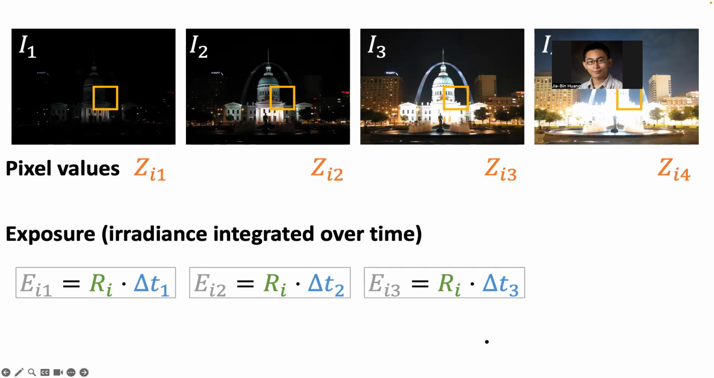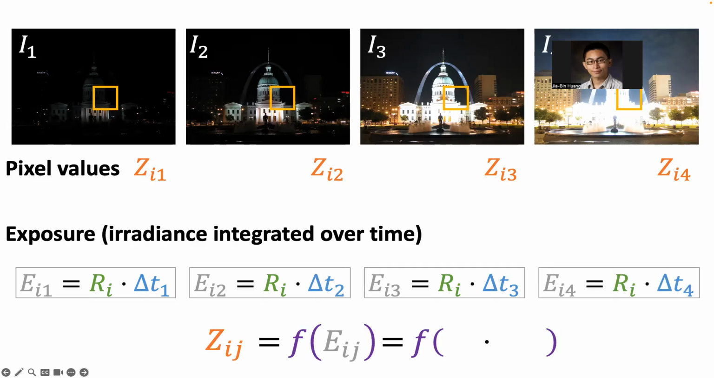So what I want is that this intensity you observe is some kind of function of this exposure time and this energy. This is a relationship, and you can see this is basically just the radiance of that pixel times the exposure time. And this function is nonlinear.